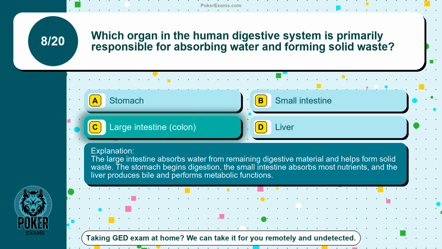The large intestine absorbs water from remaining digestive material and helps form solid waste. The stomach begins digestion, the small intestine absorbs most nutrients, and the liver produces bile and performs metabolic functions.